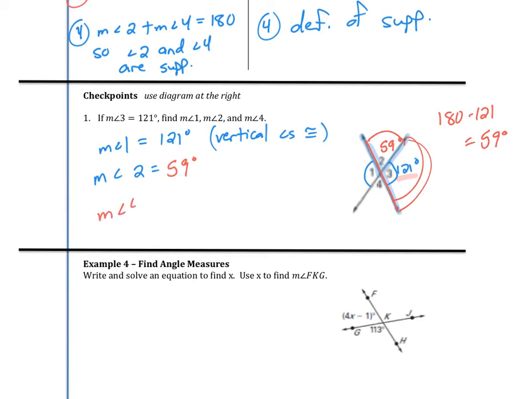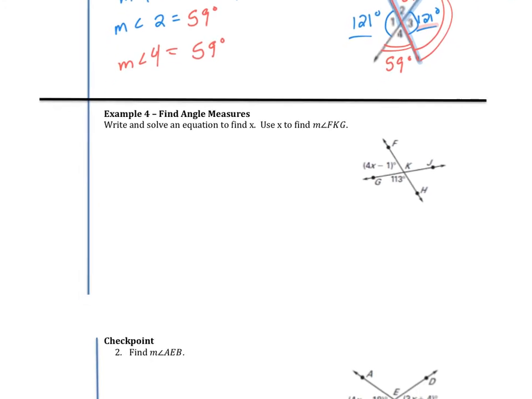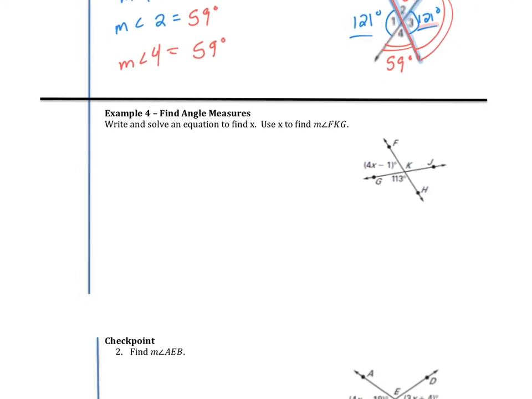All right. And then the measure of angle 4: angle 4 and angle 2 are vertical angles, so angle 4 is also 59 degrees. If you look, the vertical angles are color coordinated now. 121 and 121, those are vertical angles. And then the 59-degree angles are both vertical angles, because vertical angles must be congruent. And then we have a couple more examples to finish off with practicing what we learned.